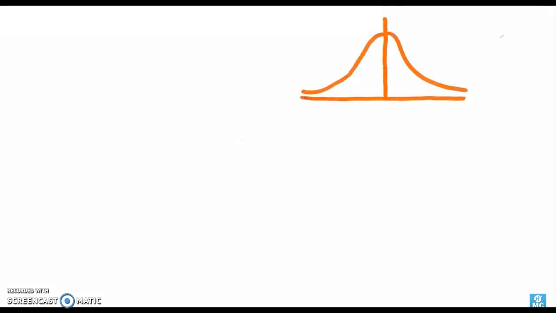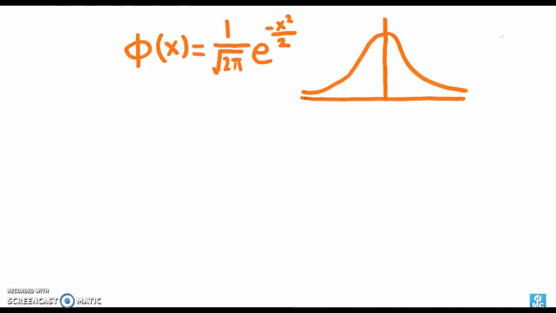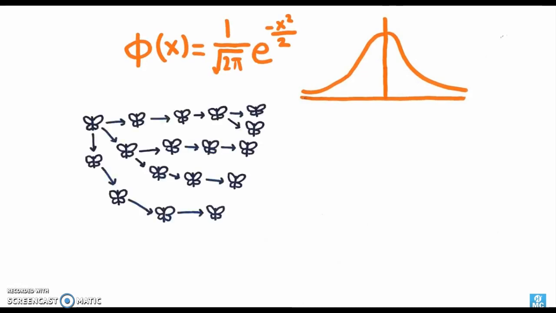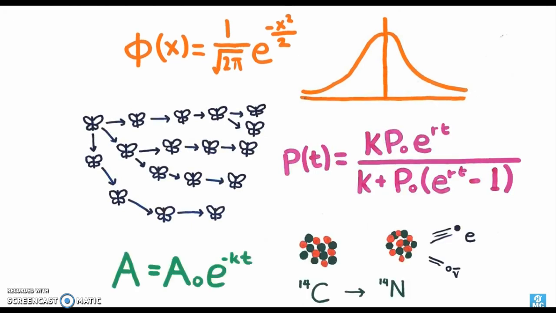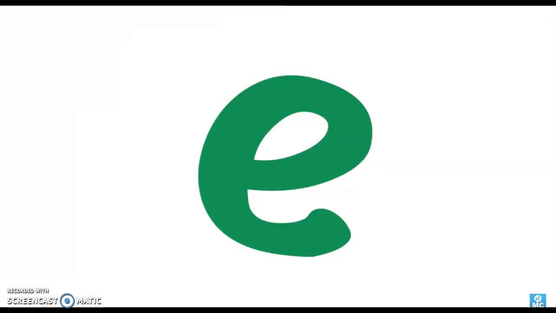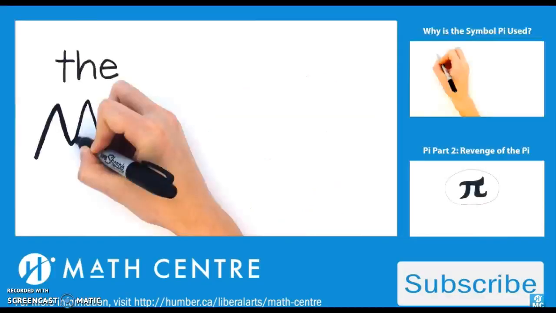In statistics, it describes the most important statistical distribution, the normal. In biology, it models populations of species through the logistic function. In physics, E describes the exponential decay of a radioactive material. So, while E may not be as famous as pi, it's easily as fundamental and immensely important.